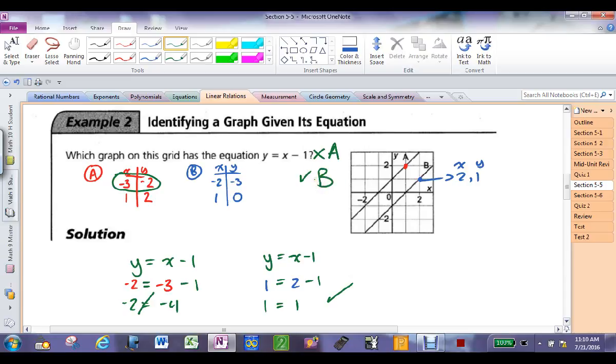Got it? If the line's coordinates work in the equation, then that equation belongs to that line. If the coordinates that work in the equation show up on the line, then those coordinates belong on the line. Got it? The key is X and Y, X and Y.